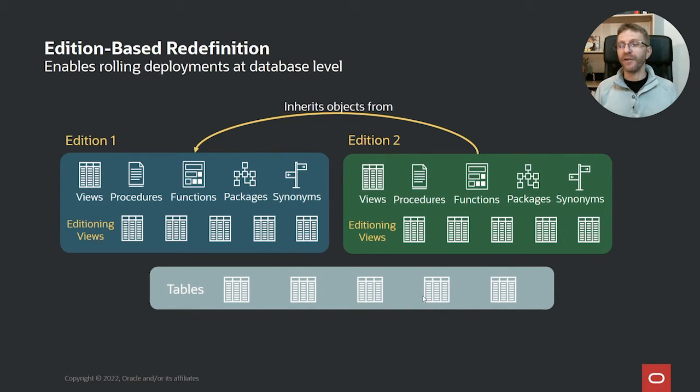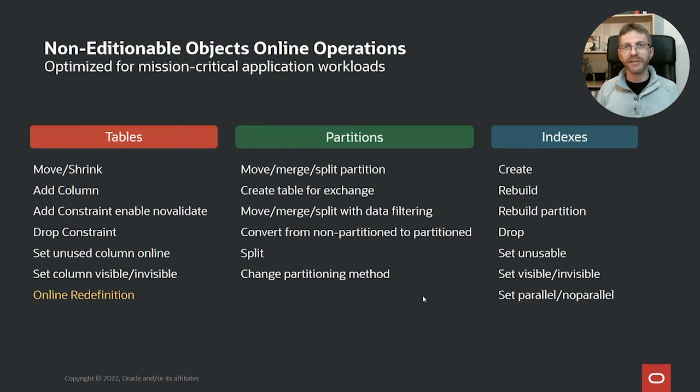But then we also need to modify the tables, for example, by adding new columns or dropping columns or modifying the structure of the table. And for all those non-editionable objects, like tables, partitions, and indexes, we have quite a few online operations that you can do today in Oracle Database 19c or 21c. There are many online operations that you can do completely transparently for the applications, but they do not cover the full spectrum of the operations that you can do on a table. So you can do, for example, move table, convert a table from non-partitioned to partitioned. You can rebuild indexes. You can split and merge the partitions, everything online.